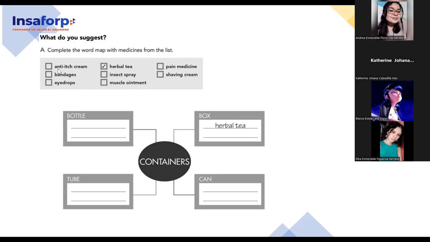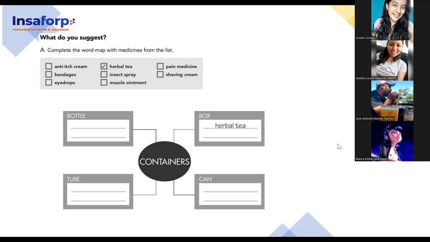Please read this vocabulary here, please. Anti-itch cream. Bandages. Beautiful, continue. Eye drops. Okay. Herbal tea. Insect spray. Muscle ointment. Beautiful. Pain medicine. Shaving cream. ¿Sabe qué es shaving cream, Andrea? Shave, okay, shave, cream, yes. Exactly right. That is shaving cream.